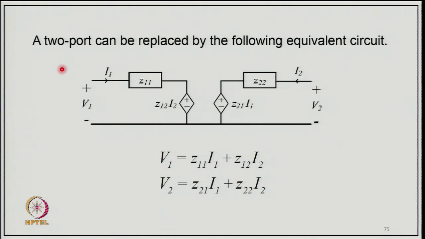Similarly, on the output side we have V2 and I2 with the impedance parameter Z22 and a dependent voltage source Z21 I1, and the equations we can write here are V1 equals Z11 I1 plus Z12 I2, and V2 equals Z21 I1 plus Z22 I2.